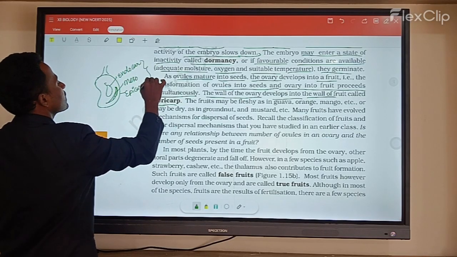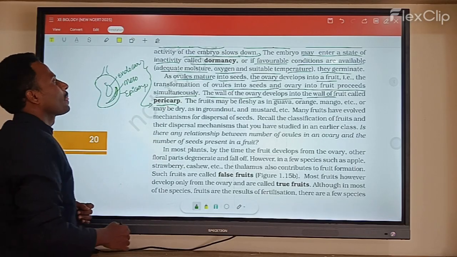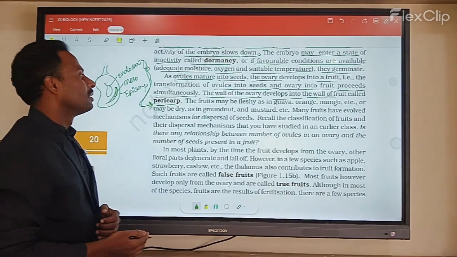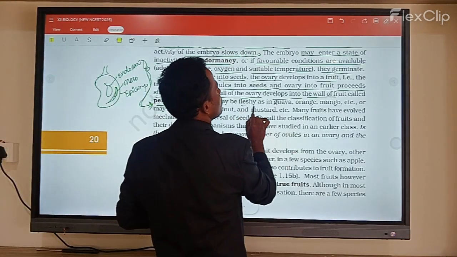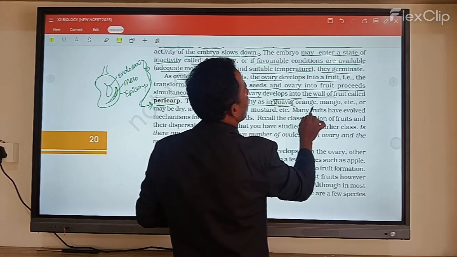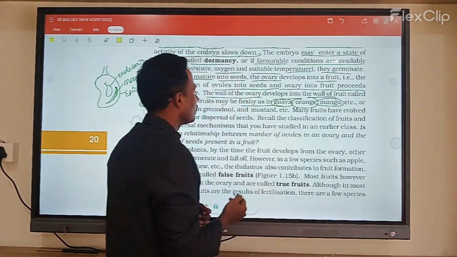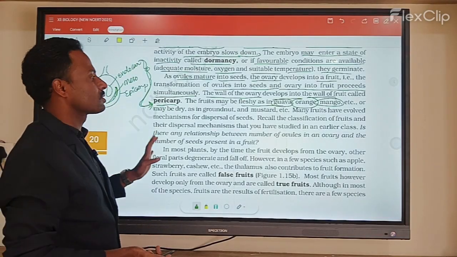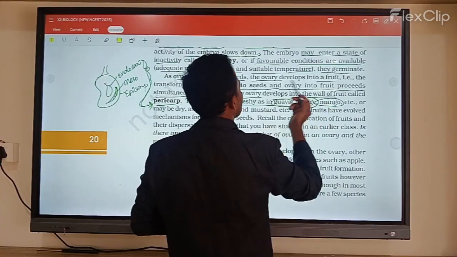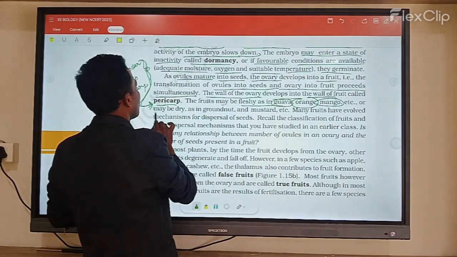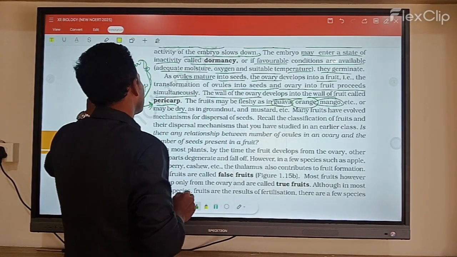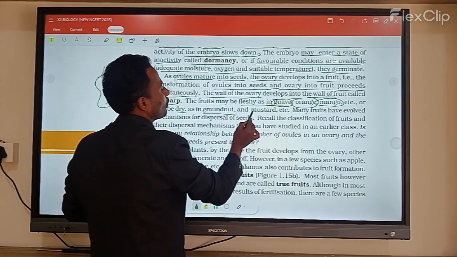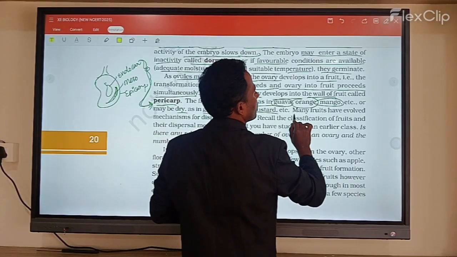So these three layers we call as what? That is called the pericarp. These three layers fused are called what? The pericarp. Now the fruits may be fleshy, like guava, orange, mango, etc. So when this fruit ripens it is fleshy, that is called a fleshy fruit. Example: guava, orange and mango. Or maybe dry: at the ripening time the pericarp is dry, that is called a dry fruit, right? Like groundnut, mustard, etc.